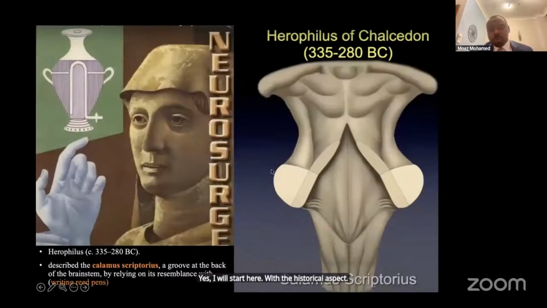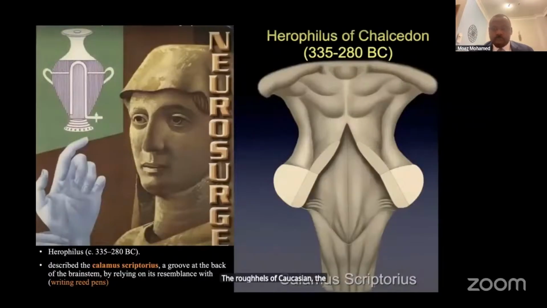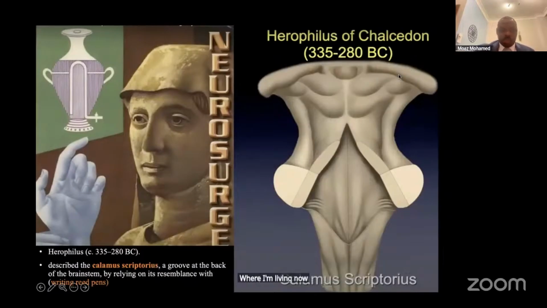When we mention the medulla oblongata, we have to remember Herophilus of Chalcedon, the father of microneurosurgery. Chalcedon is modern-day Kadikoy, a city in Istanbul where I'm living now. From here, I also want to send special thanks to Professor Abuzer and Professor Toure for giving me a nice chance to participate in this fellowship.